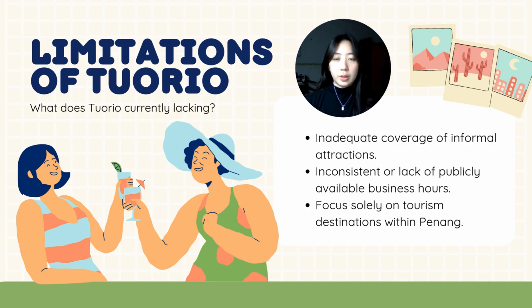My name is Wong with the matrix number 292383. I'll be presenting on the limitations of the Tuorio app. So Tuorio currently relies on official location data, which means informal attractions like roadside stalls or hidden local spots may be excluded due to missing or inaccurate geolocation. And some vendors also lack consistent business hours, which may lead to inaccurate information in the app. Lastly, Tuorio is currently limited to Penang, so it may not be as useful for users looking to explore other parts of Malaysia.